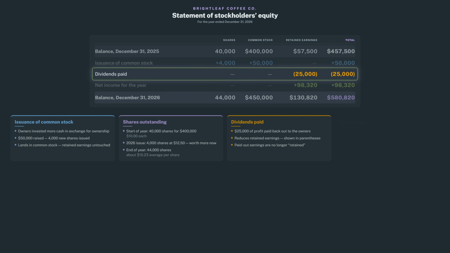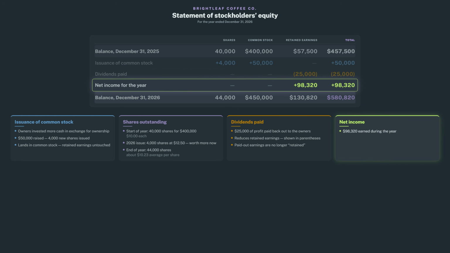Then finally, owner's equity grew by $98,320 during the year thanks to the net income the company earned. And if we look back at our income statement quickly, sure enough, that matches precisely the net income we calculated there.